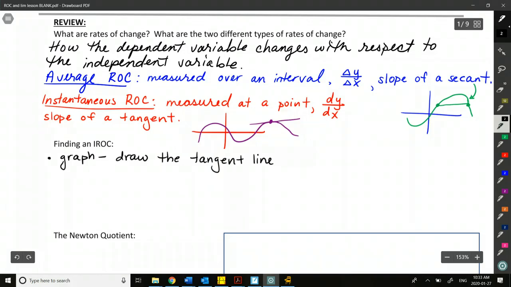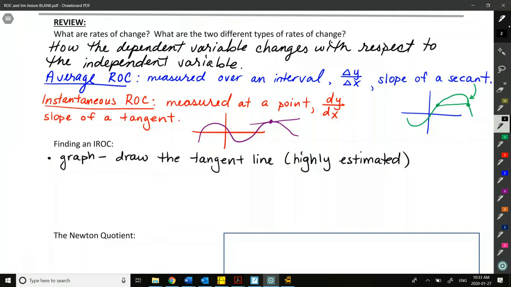Okay, this is highly estimated because my tangent line might look different than Anita's tangent line. So if our tangent lines look slightly different, we're going to get slightly different slopes, and that's very estimated. So this is probably the most estimated way that you can do it. But if you don't know the equation of that specific graph, then this would probably be the only way that you'd be able to find instantaneous rate of change.